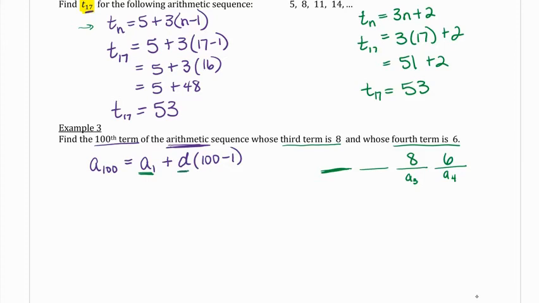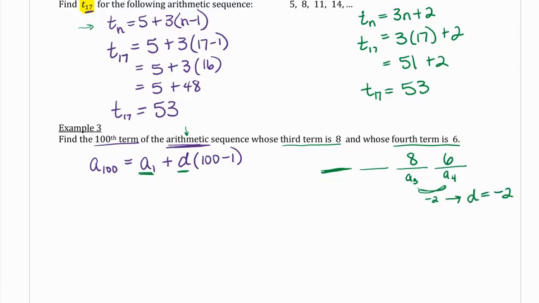Well, we do know the third term and the fourth term, so if we look at the difference between those, because we already know it's arithmetic, we can just look at what did I have to add to 8 to get to 6, right? So to get from 8 to 6, I'd have to add -2 or subtract 2. So that means that our common difference has to be -2. So we've got that part that we can plug in.